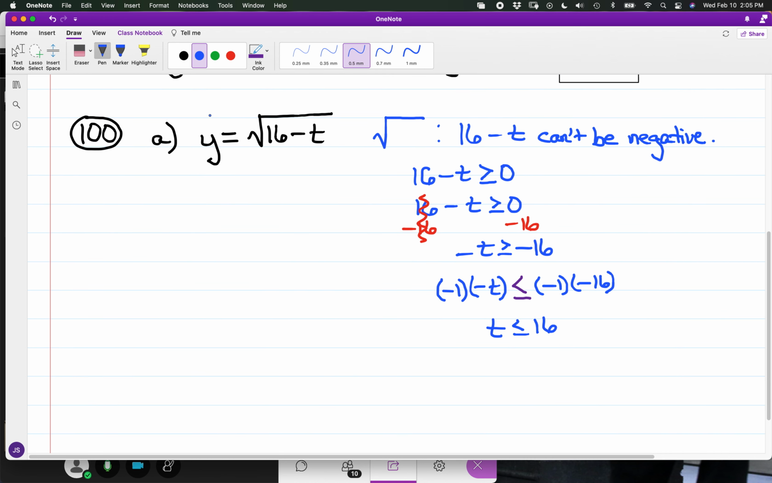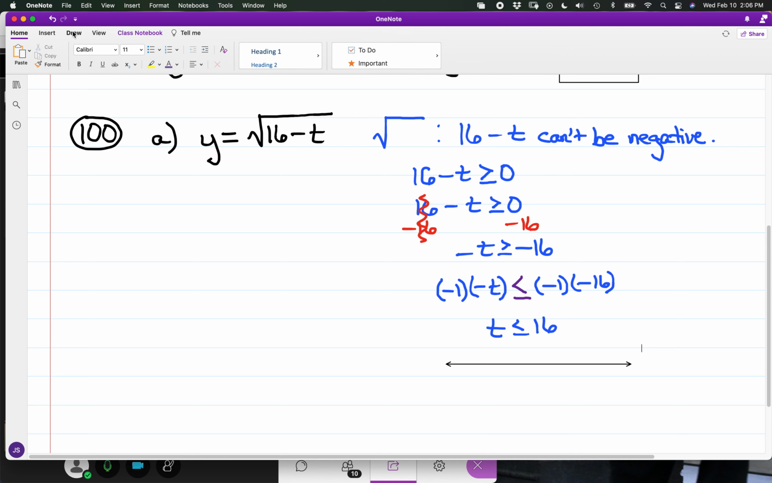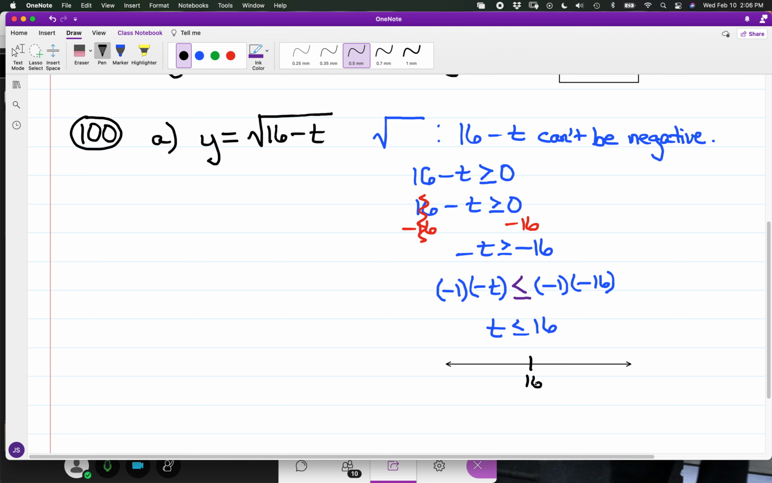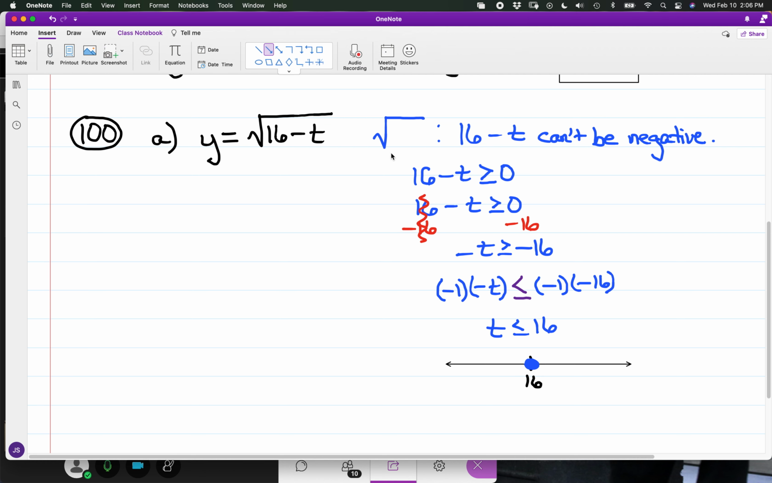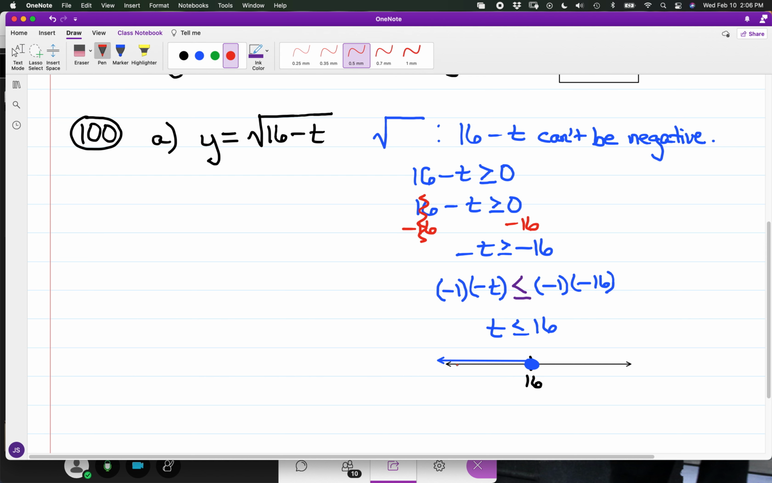Looking at it from a visual approach, again, t is less than or equal to 16. Looking at the graph of t less than or equal to 16, we have 16, and thanks to the equal sign being included, we have a solid point. Everything else will be less than 16, so there will be a ray going out to the left. And so the lower limit tends to negative infinity.